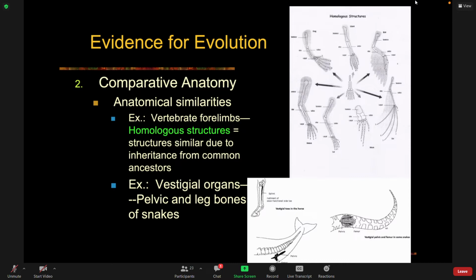All we get is goosebumps. That's all, goosebumps. That's what causes it, but it doesn't do us any good. So this too is a vestigial organ. It works, but it no longer serves any function.